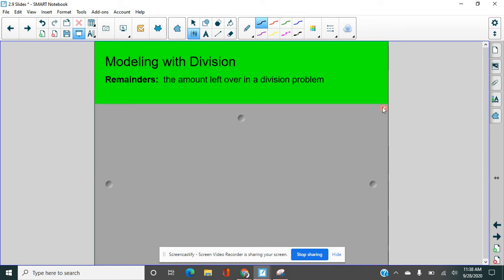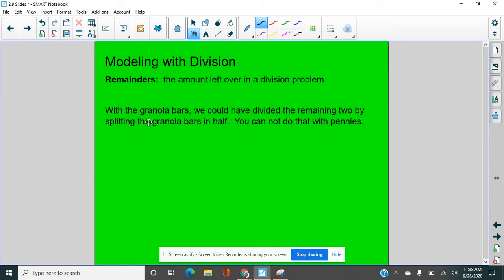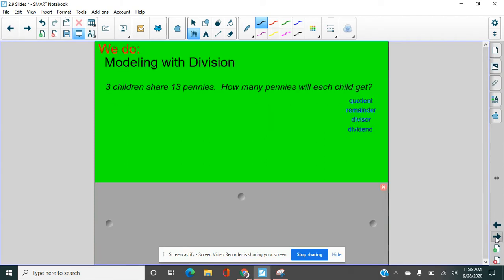So again, in the granola bars question, we could divide the remaining 2 pieces in half, but we can't do that with pennies. So we have to use our good brains and we have to think about the situation. All right, here we go. Let's do this one together.